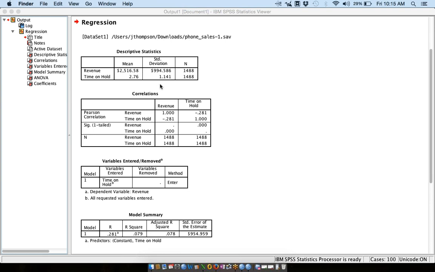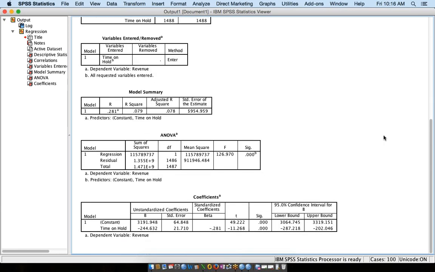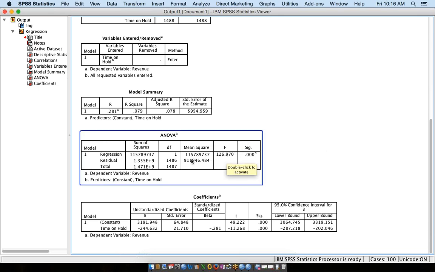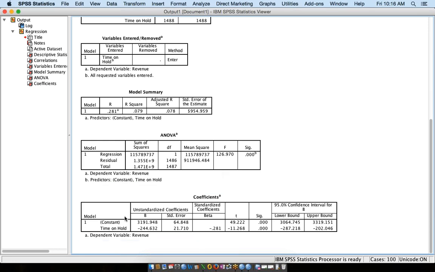So we get our descriptives, which is important for the introduction. We have our correlation, where we can see the zero order correlation. Revenue and time on hold have a negative zero order correlation of minus 0.28. Our model is significant. We look at the R square. It's 0.08. The F and the P tell us that it's significant. Here's the F value, which is a large F value. Our degrees of freedom are 1 and 1486.